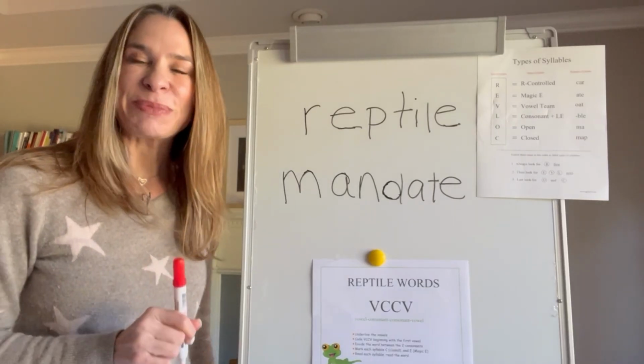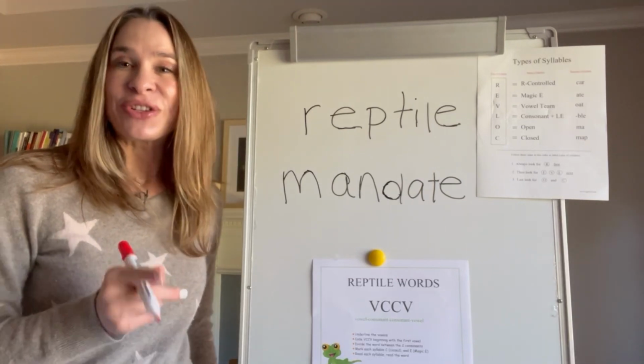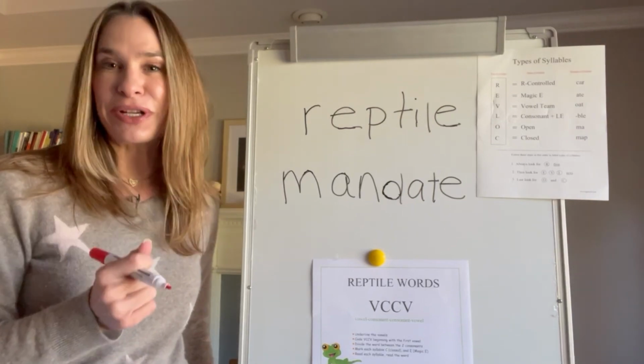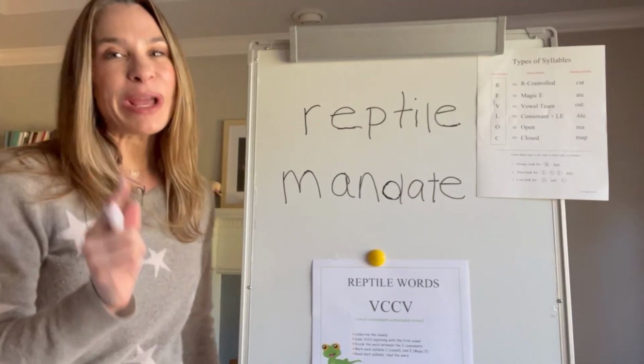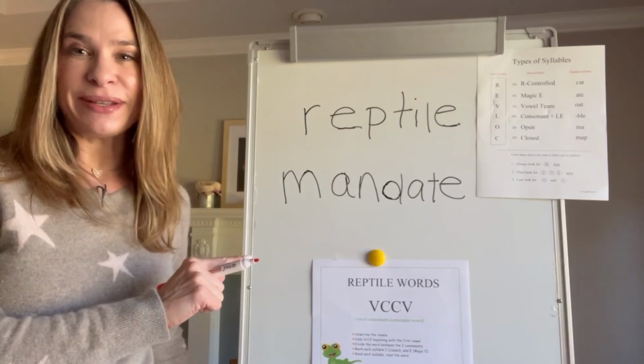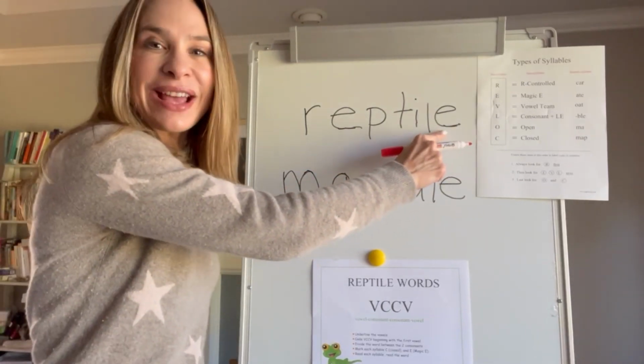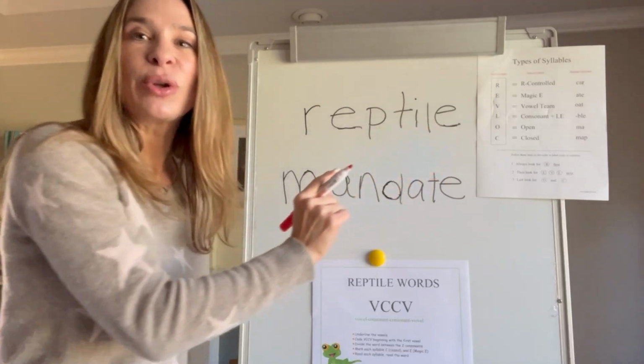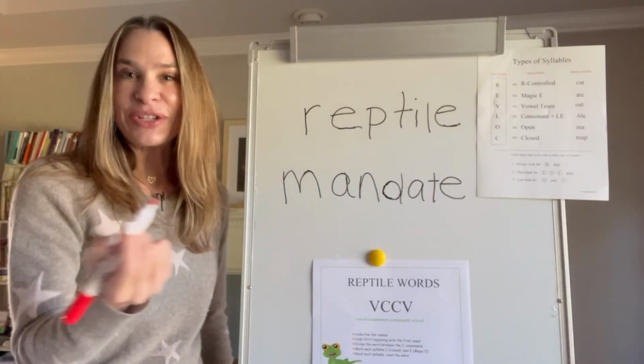Let's go through the steps of dividing reptile words. Just a couple of things. Your students will need to know what vowels and consonants are. They'll need to know what a syllable is. And in reptile words, you have the magic E syllable. So the E is silent and makes the vowel say its name. So these two will be considered one vowel. And let's go through the steps.